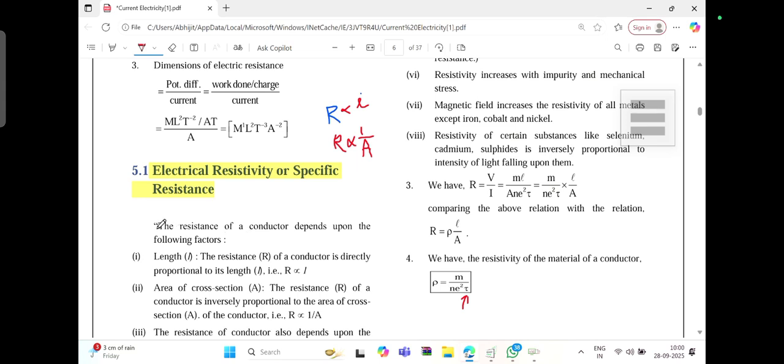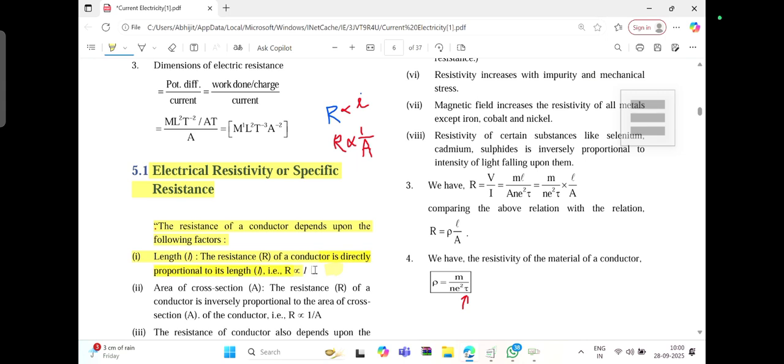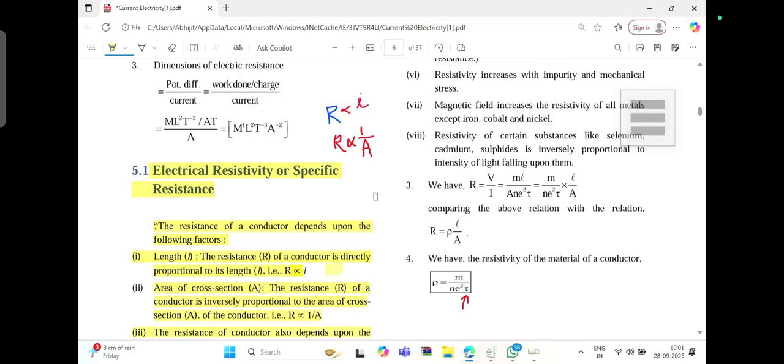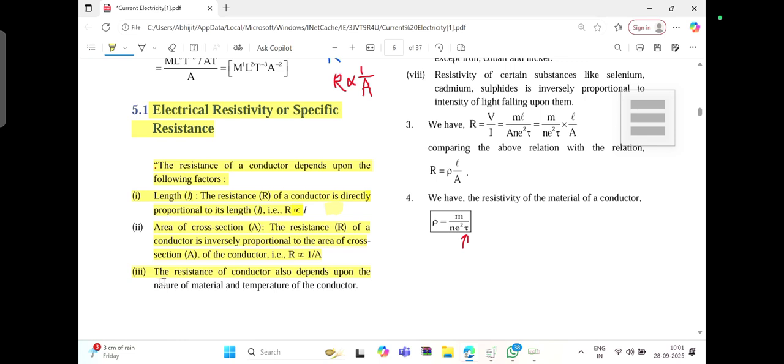So the resistance of the conductor depends upon the following factors: length. The resistance R of the conductor is directly proportional to L, and inversely proportional to the area of cross section A, that is already discussed here. The resistance of a conductor also depends upon the nature of the material.